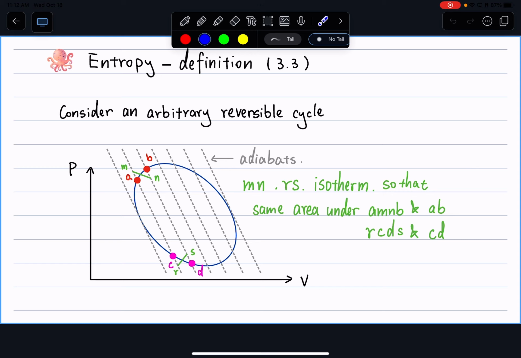So everything on the board, what we're trying to show is that for any arbitrary reversible cycle, it doesn't need to be a Carnot cycle. You can somehow link that arbitrary reversible cycle with the Carnot cycle that consists of two isotherms and two adiabatic processes.